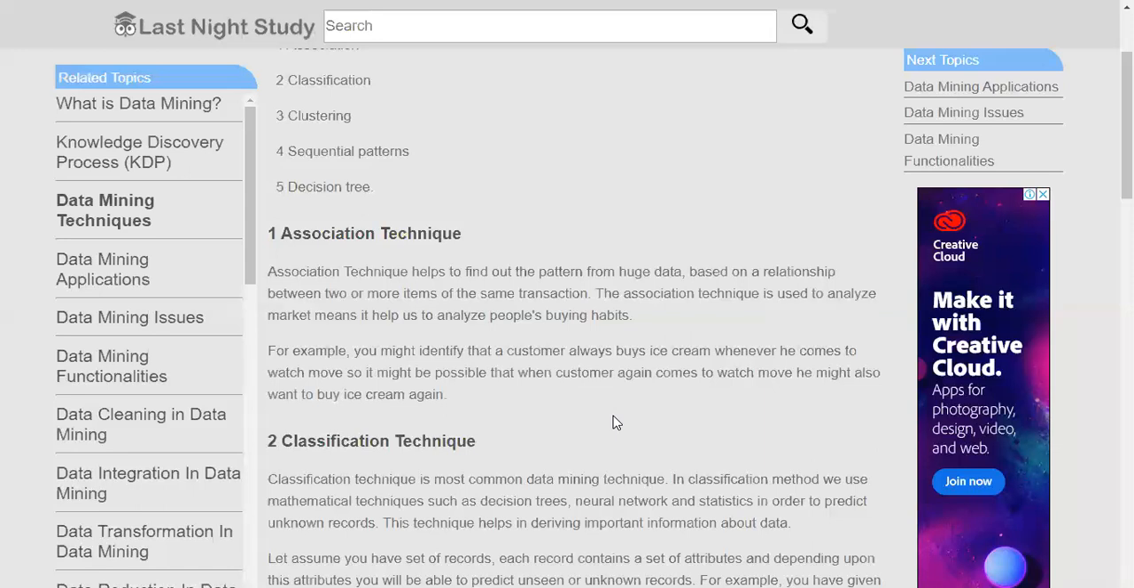Similarly, in business and markets, the same association rules will apply, which we apply in our daily life. For example, you might identify that a customer always buys an ice cream whenever he comes to watch a movie. So it might be possible that when the customer again comes to watch a movie, he might also buy an ice cream. It is a movie over here, just a printing mistake.